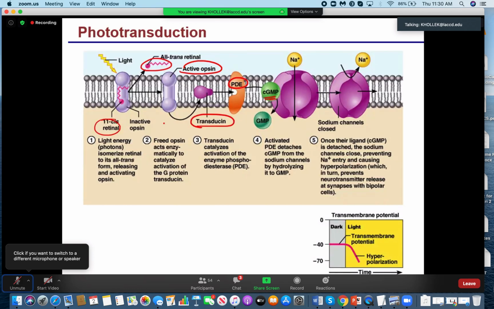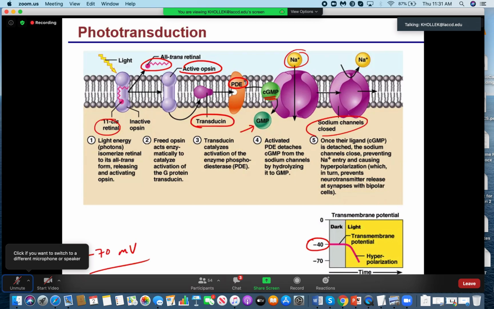When the light comes in and the cascade of events takes place, it removes and detaches the cyclic GMP, and then what happens? The sodium channel closes. Sodium can no longer go in. Normally we discuss the inside of the nerve as negative 70 millivolts, but during the dark time, because the sodium keeps coming in a little bit at a time, we are looking at a resting potential of negative 40. This is the reason why, because the sodium keeps coming in a little bit at a time.